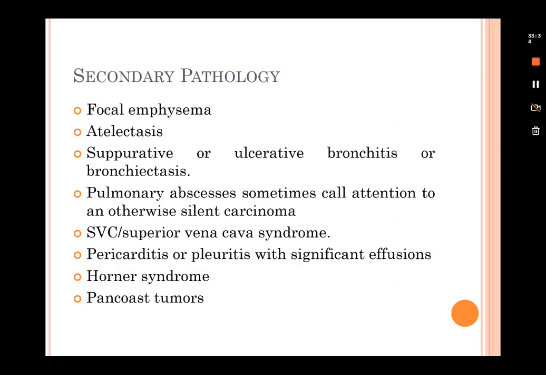This is your large cell carcinoma. Now coming to the secondary pathology which can happen in lung carcinomas. They can be emphysema, atelectasis, bronchitis or bronchiectasis. Abscesses can happen, which may call attention to an otherwise silent carcinoma. SVC syndrome, pericarditis or pleuritis with effusions, pericardial or pleural effusion. Horner syndrome or Pancoast tumors can occur.